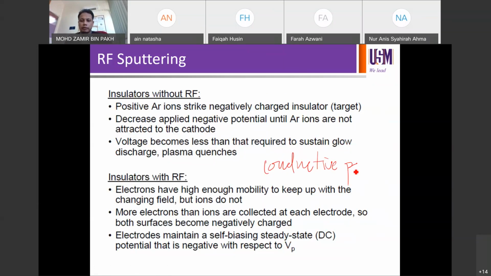Conductive path, right? So electrons maintain a self-biased steady-state DC potential that is negative with respect to the VP. So it has a conductive path on the target material in comparison to the one without RF.